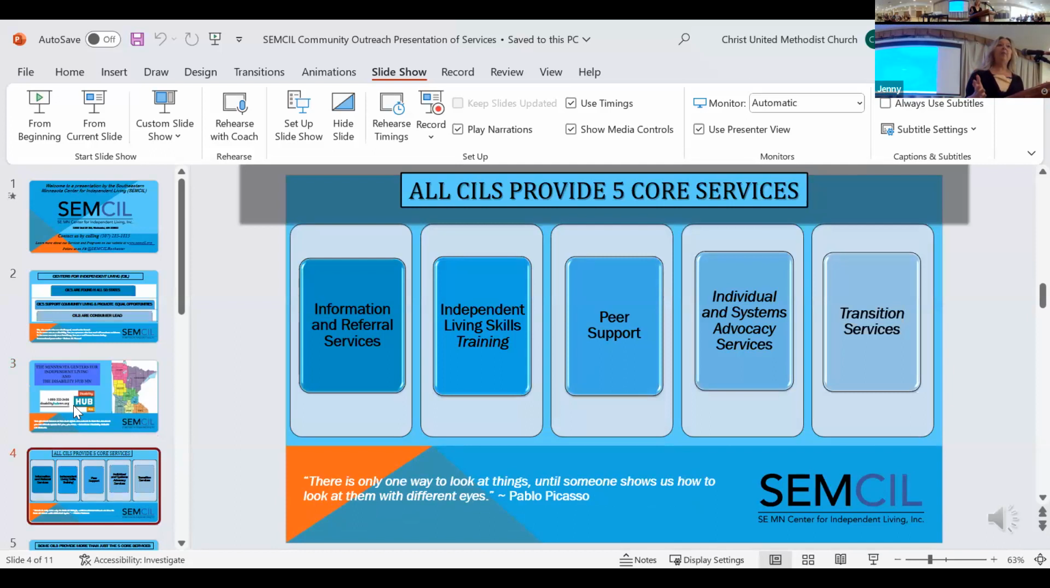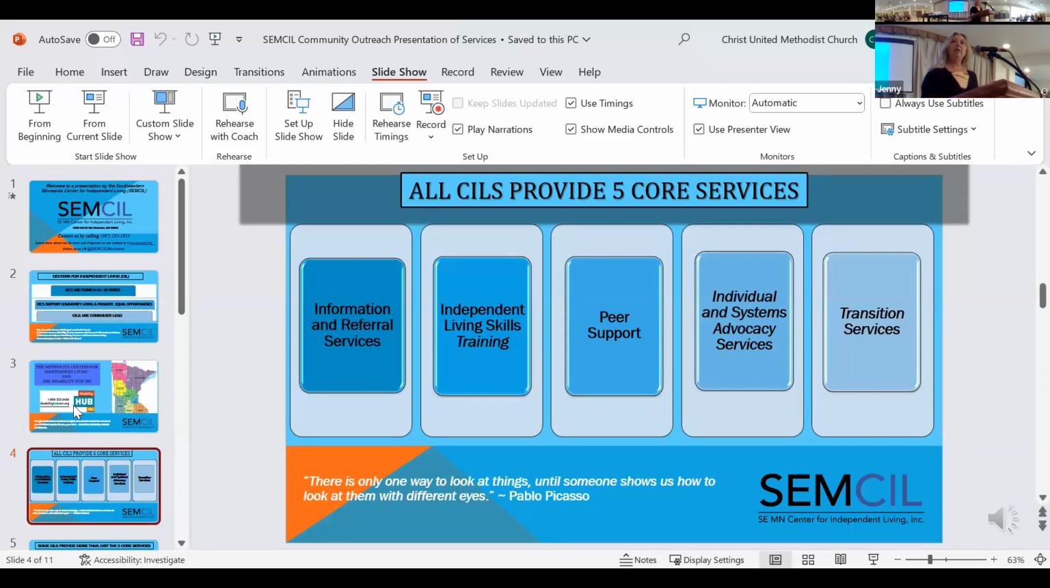Now I'm going to talk a little bit about the core services. I talked about how we're all individually owned and operated, but we have to provide these 5 core services, all of us, in order to operate as a center for independent living. Information and referral: you call us, you have a question, we might refer you on to another agency and help you start that conversation when you make that phone call. It's not just, here's the number, call it. We can help you start the conversation. Well, what do I ask? This might be an opening line to explain your situation. You don't know what you don't know, so we're here to help fill that gap.